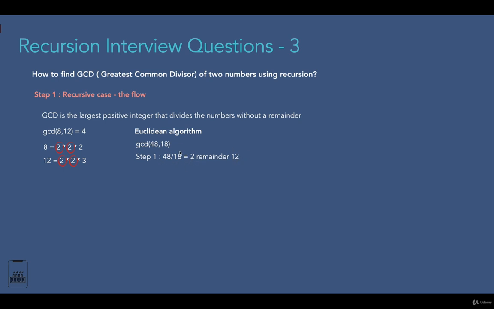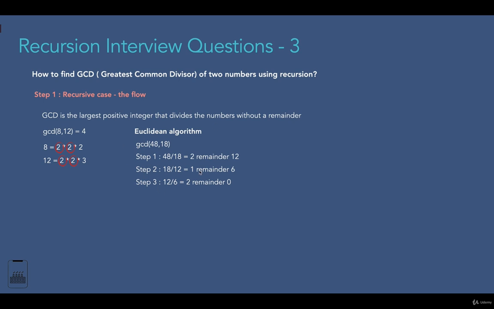Now in the next step, we are going to divide 18 by 12 and write it like this. So 18 divided by 12 is 1, and the remainder is 6. In the next step, we divide 12 by the remainder, which is 6. So it's going to be 2 and the remainder is 0. So we are doing it until we reach the remainder 0.